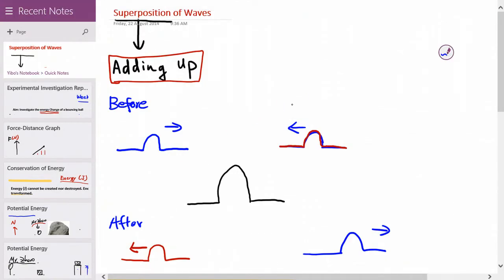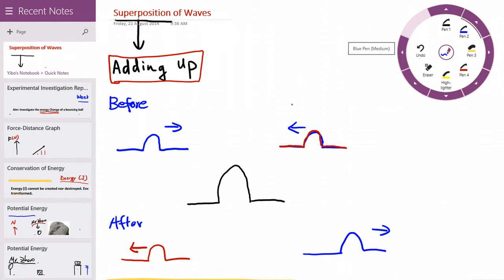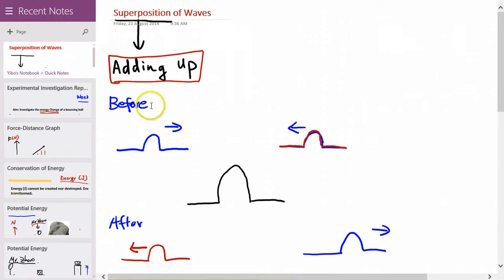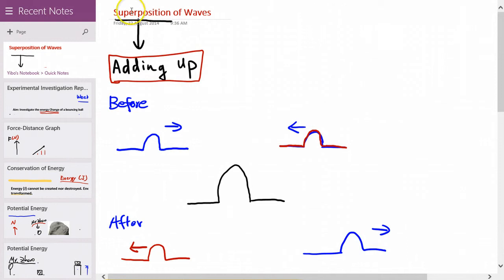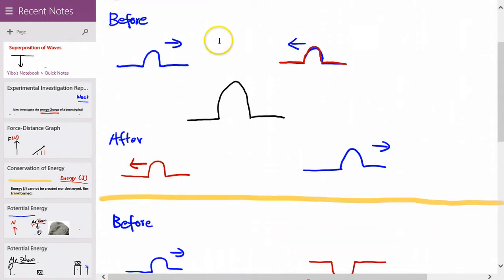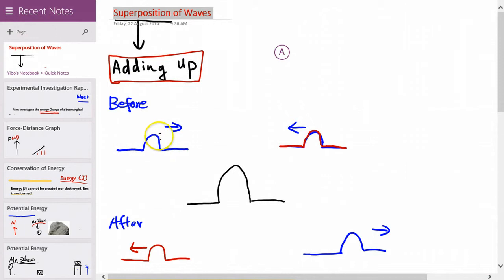The important thing about this chapter is you need to be aware of the terminologies. Because in the year 12 final exam, you are expected to be able to describe this kind of motion. In general, we call this the superposition of waves. However, when waves of the same phase meet, we have a bigger wave.